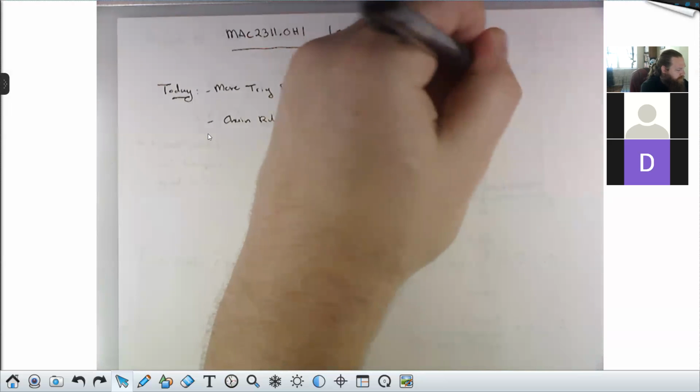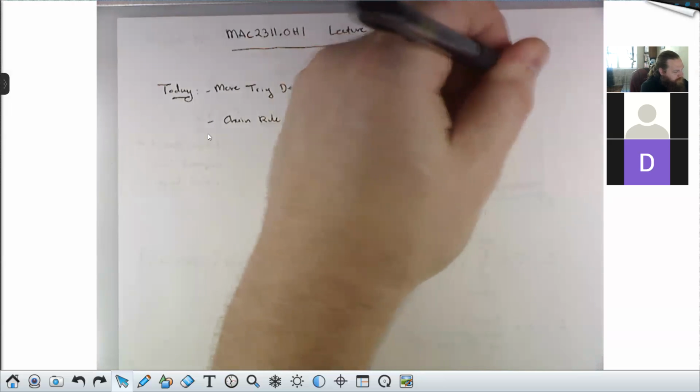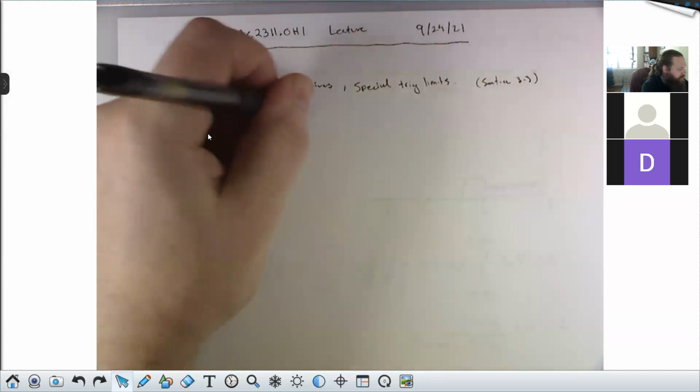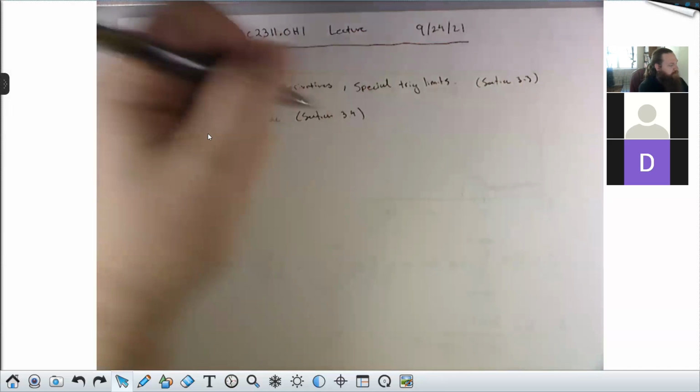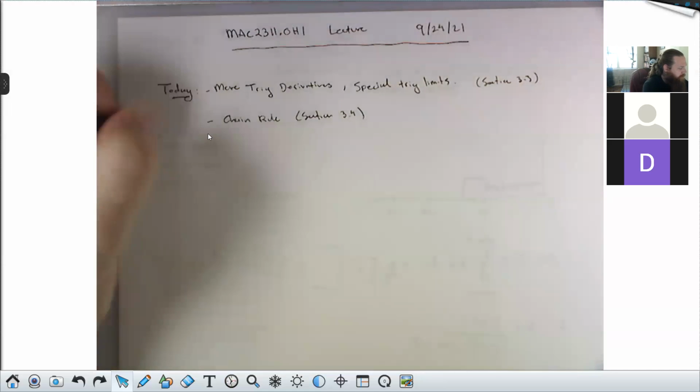So the section numbers are 3.3 and 3.4 respectively.